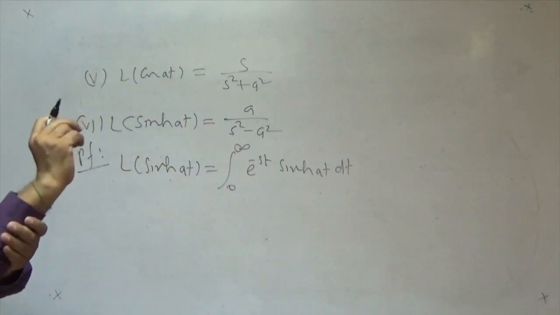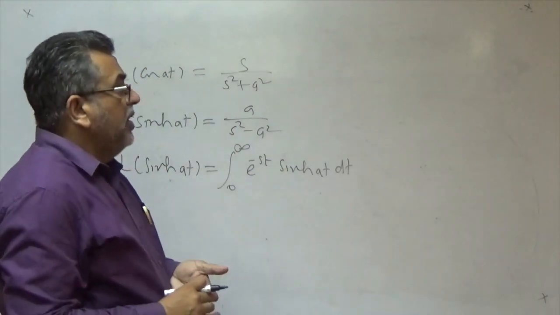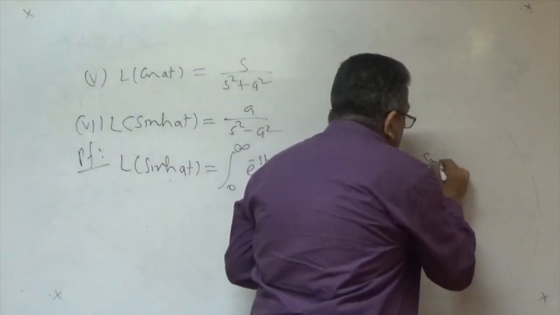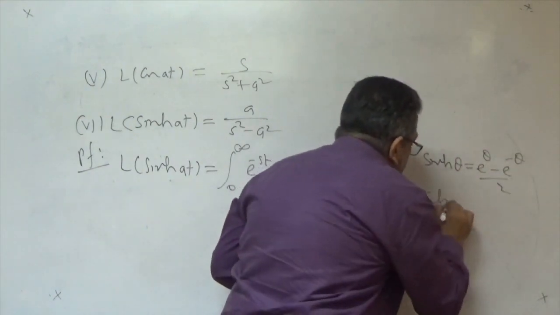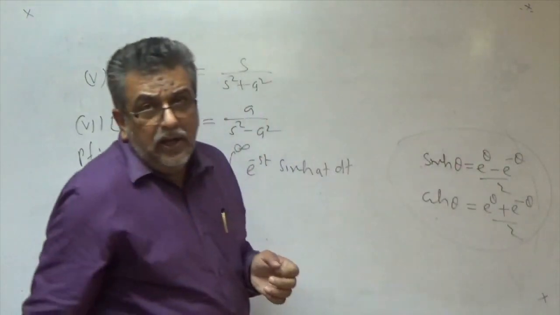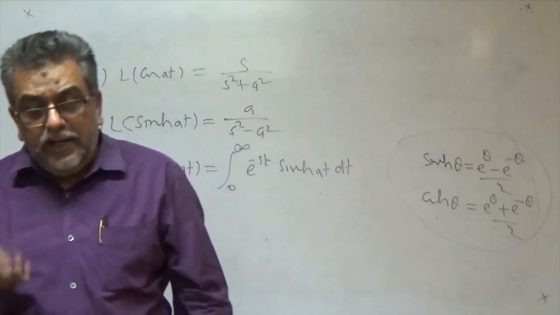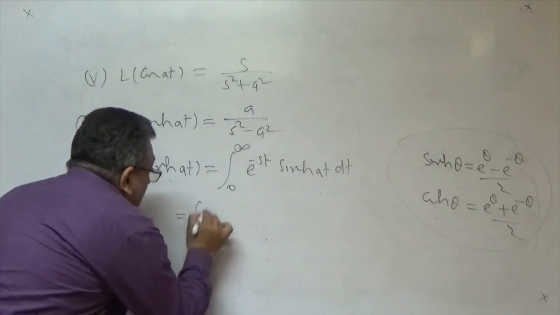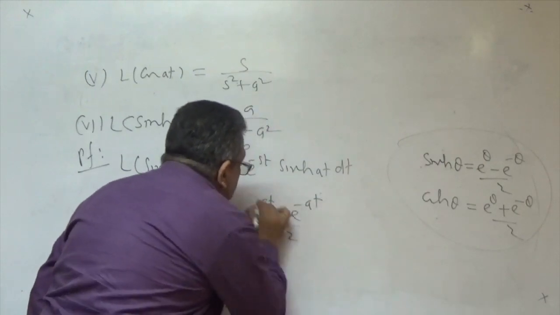For hyperbolic sin theta and hyperbolic cos theta, there are important formulas which are always used to solve integration and differentiation problems. As we know, hyperbolic sin theta equals e to the power theta minus e to the power minus theta upon 2. Hyperbolic cos theta is equal to e to the power theta plus e to the power minus theta upon 2. These two formulas are always used to calculate problems depending upon differentiation as well as integration. Take this, and by this formula, open this: e to the power minus st, e to the power at minus e to the power minus at upon 2 dt.